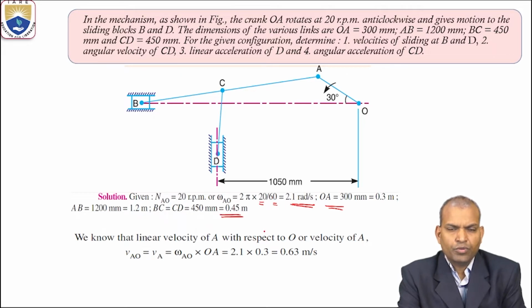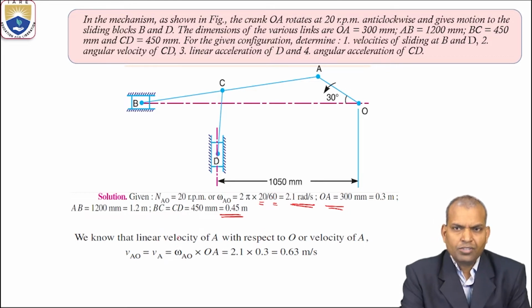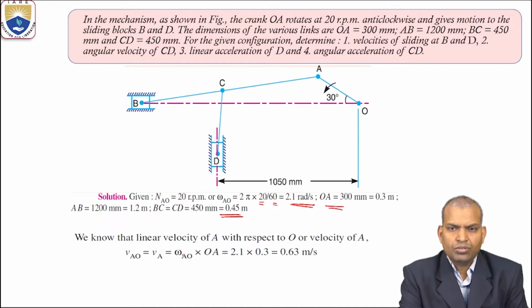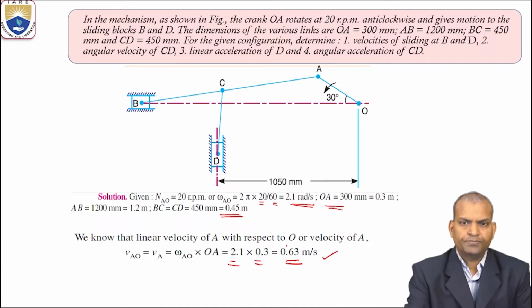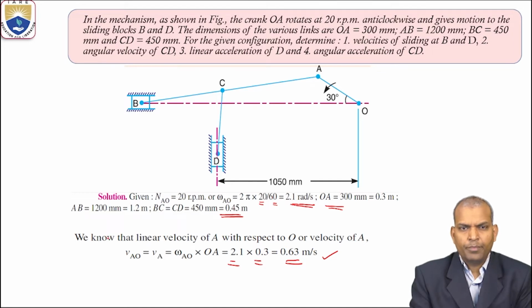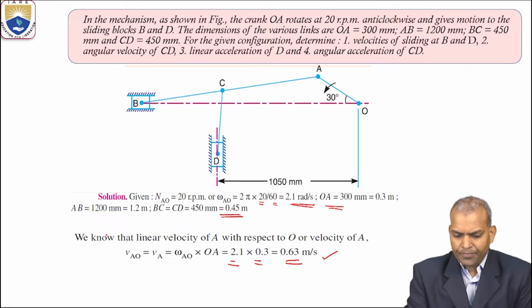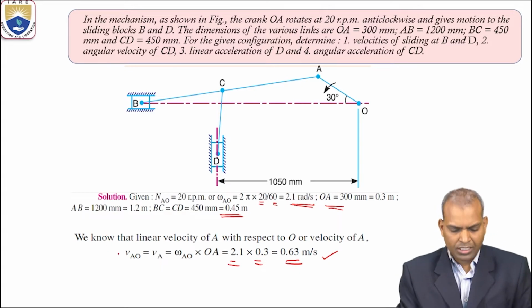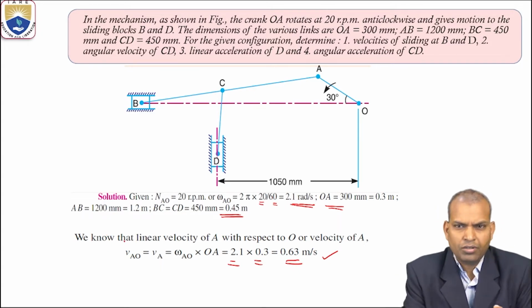Now, if we want to draw the velocity diagram, we have to draw the configuration diagram and redraw it to a scale where we are going to solve. Then the linear velocity of link OA is equal to r omega, that is OA times omega AO, that is 2.1 times 0.3, which is 0.63 meters per second. That is the manner in which we find the linear velocities of the links. Of the link OA we found it.